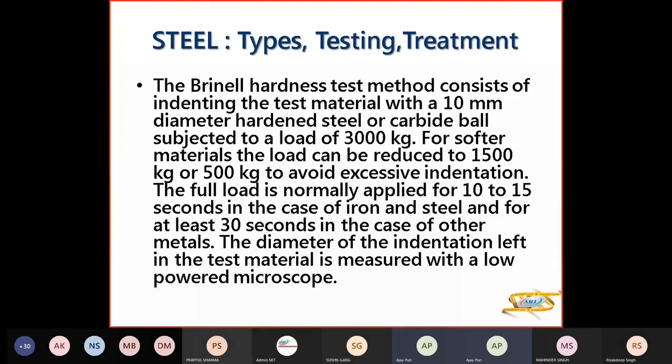So Brinell hardness test consists of indenting the test material with a 10 millimeter diameter hardened steel or carbide steel ball, and is subjected to a load of 3 tons or 3000 kgs. For softer material, you can reduce your load to 1500 kg or 500 kg to avoid excessive indentation.